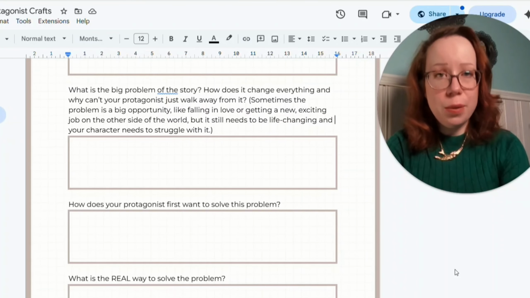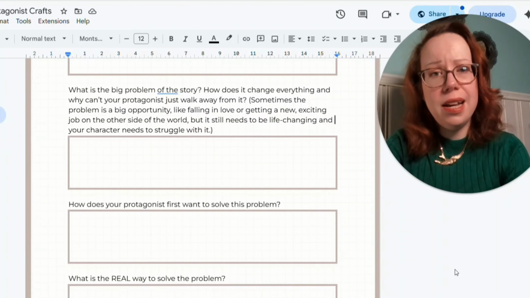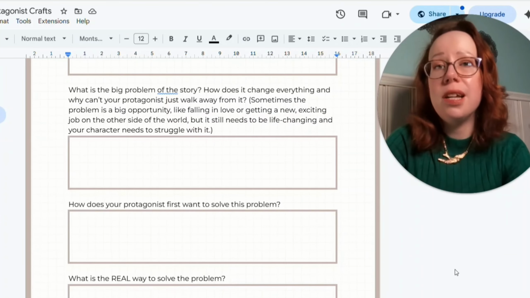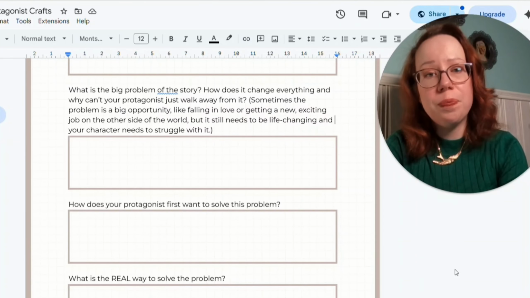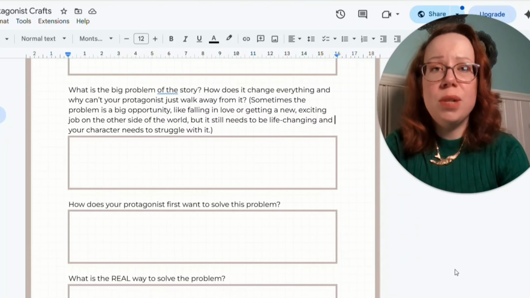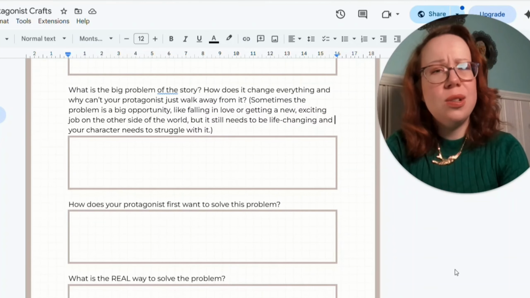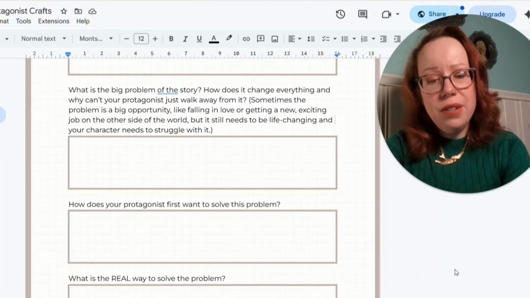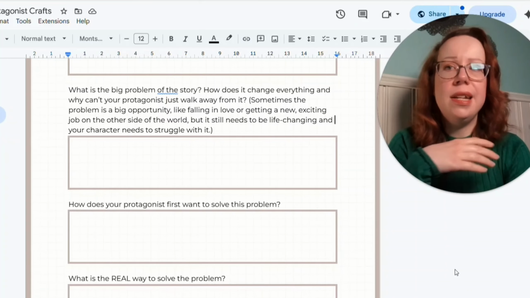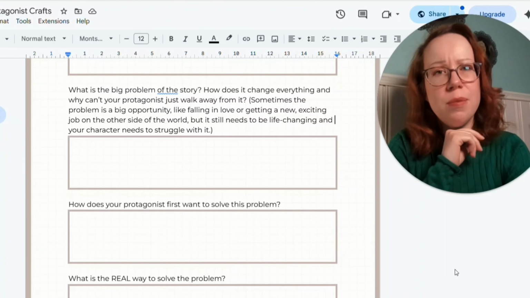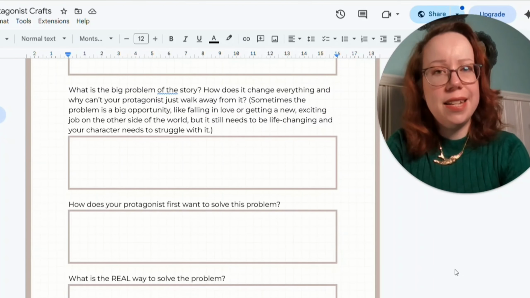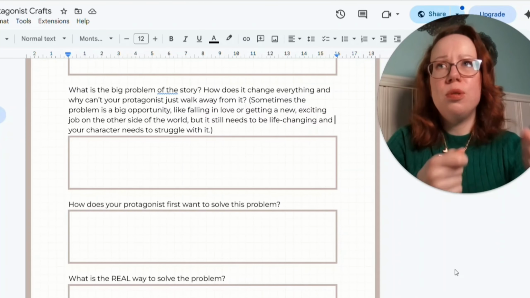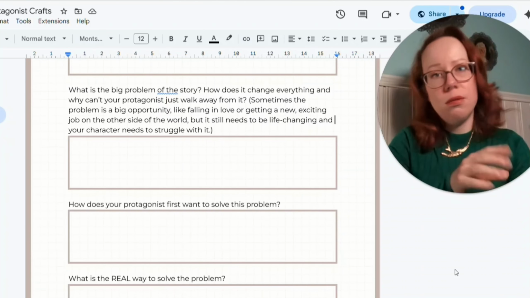And sometimes this big problem is a big opportunity as well, like falling in love or getting a new exciting job on the other side of the globe or something. But it does need to be life-changing, and then your character needs to struggle with it, and because of it. And even if it does sound like a good, exciting thing in the beginning, there needs to be some kind of 'but' attached to it so that your character is struggling and you need to pull the carpet from under their feet so that they're stumbling.